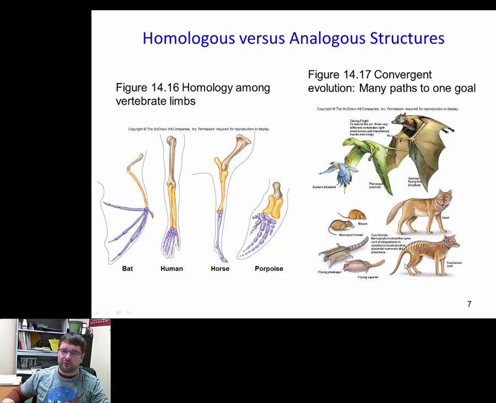You have the Tasmanian wolf, which was marsupial, and it is extinct now, and then our gray wolf, which is a placental. Very, very similar habitats, very similar features. They look the same, but they evolved in different ways. They converged on the same path, but they're not related to each other. And that's where convergent evolution comes in.